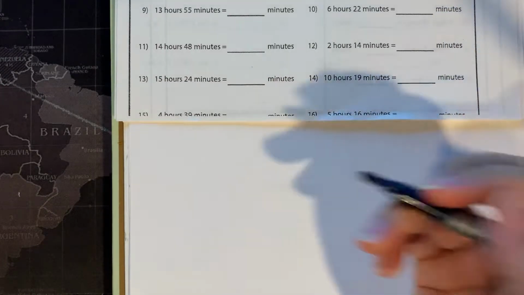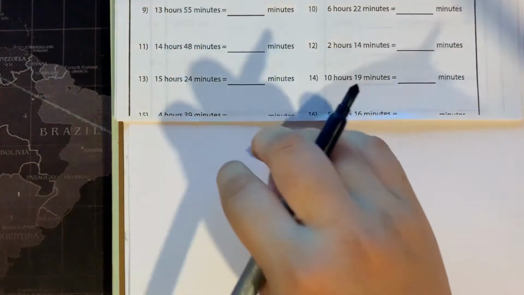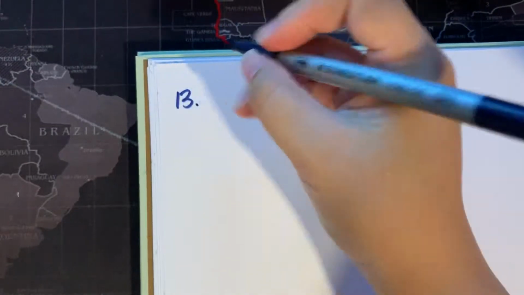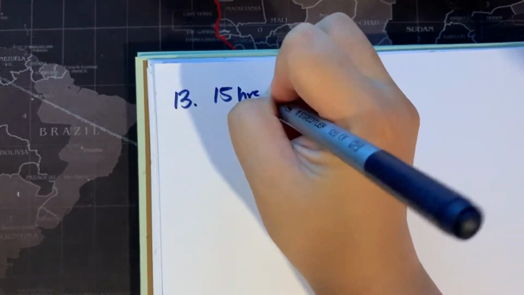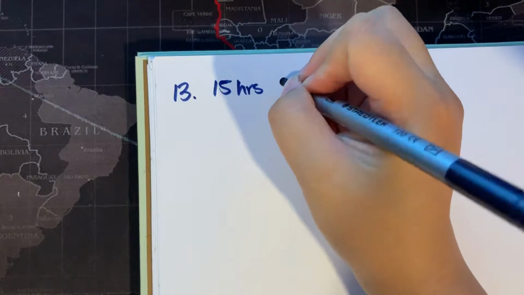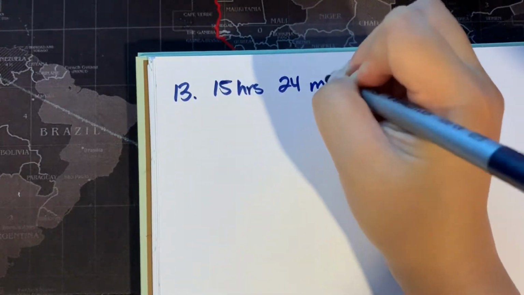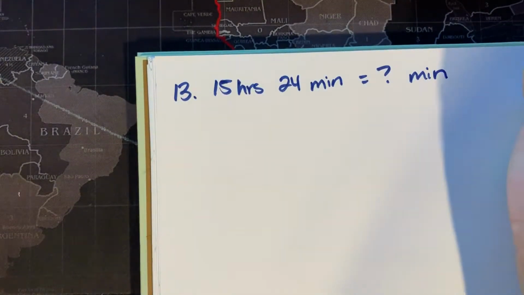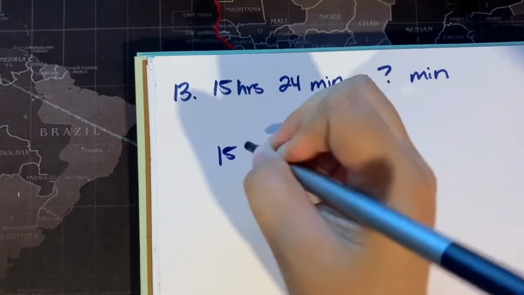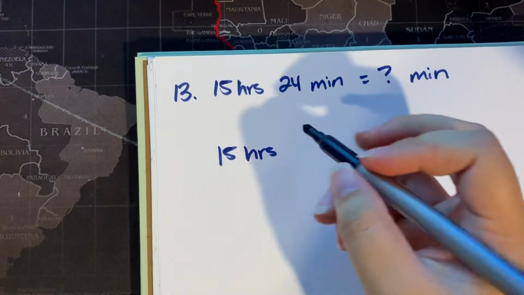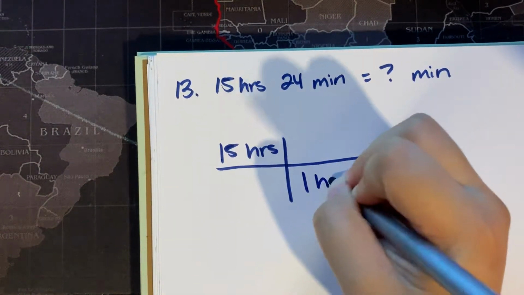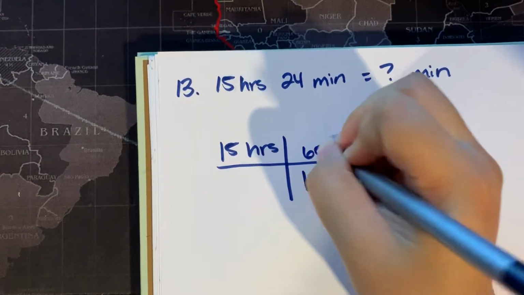Okay. Let's do number 13. So number 13. 15 hours 24 minutes equal to what minutes? Same thing, do the same setup as before. So you have 15 hours, okay? And 1 hour has 60 minutes.